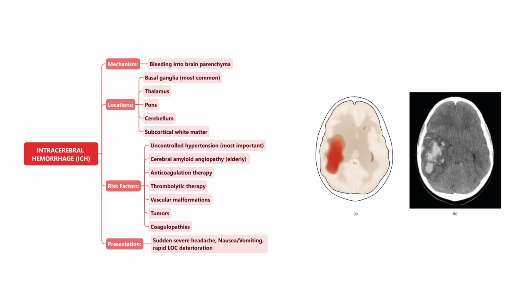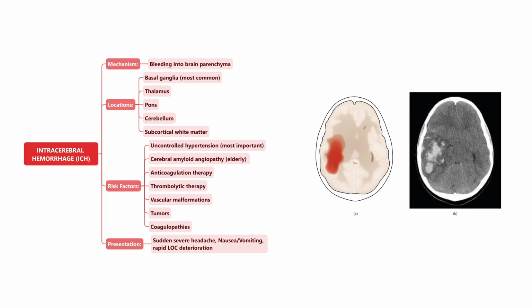The most common location is the basal ganglia, as shown here, followed by the thalamus, pons, cerebellum, and subcortical white matter. The most important risk factor is uncontrolled hypertension. Other risk factors include cerebral amyloid angiopathy in elderly patients, anticoagulation therapy, thrombolytic therapy, vascular malformations, tumors, and coagulopathies.